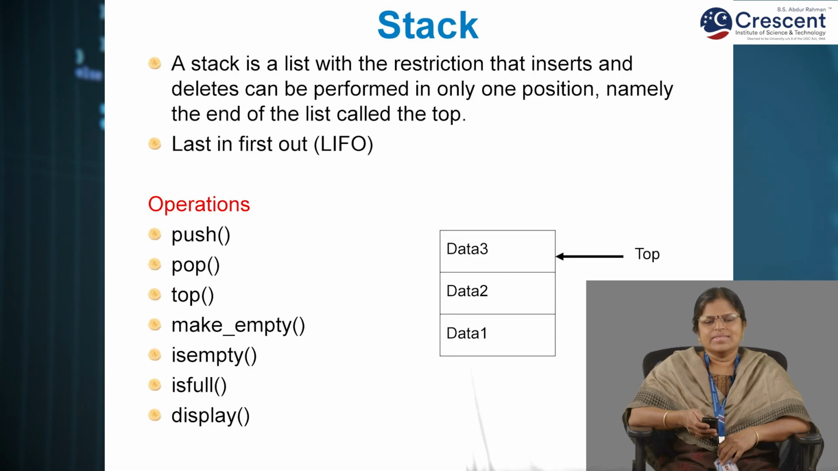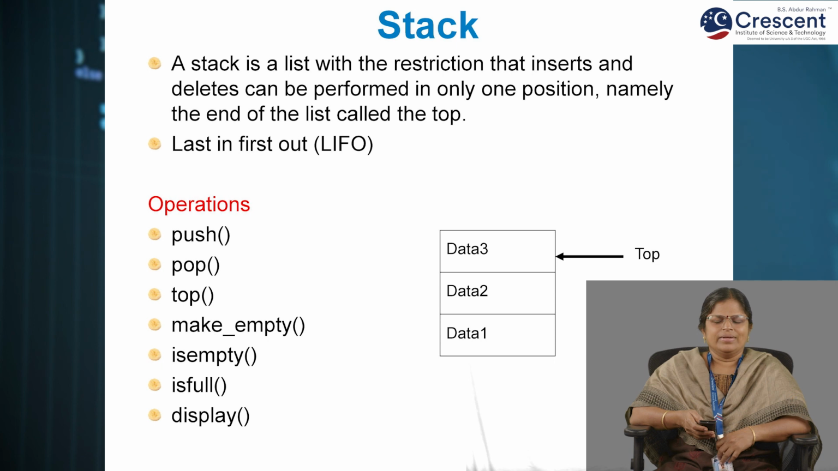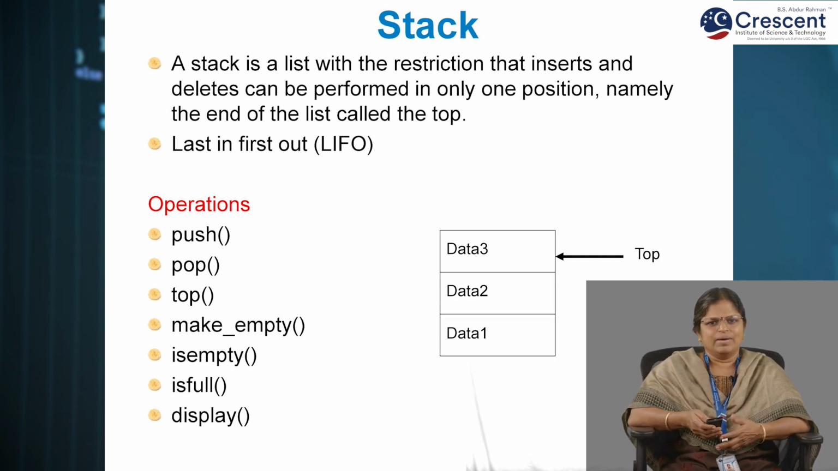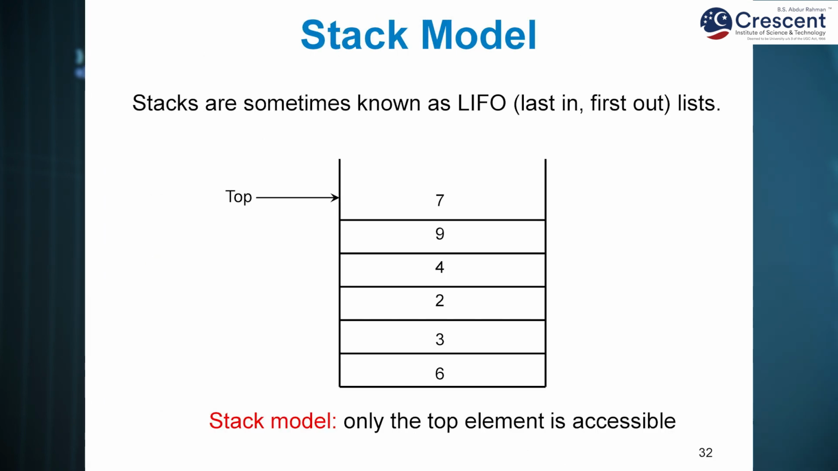Next we'll see the next linear data structure, called stack. I already explained what a stack is, right? The stack is nothing but a list, one type of list, with the restriction that insert and delete can be performed in only one position, namely the pointer called the top. Of course, it follows the LIFO principle. These are the operations supported. We will see them with respect to the program. So this is called the stack model.